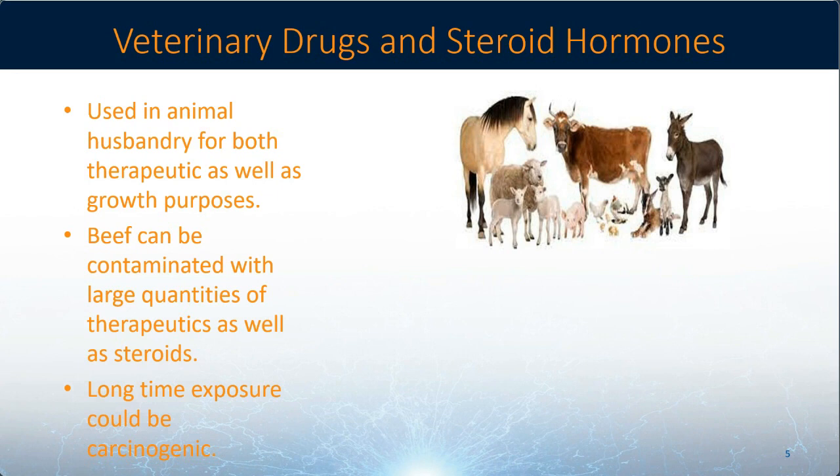There's two problems with this. One with therapeutics, for example, if an animal is given a lot of antibiotics, it could start to develop bacteria which is resistant to antibiotics, and then this could transfer into humans once the meat is consumed.